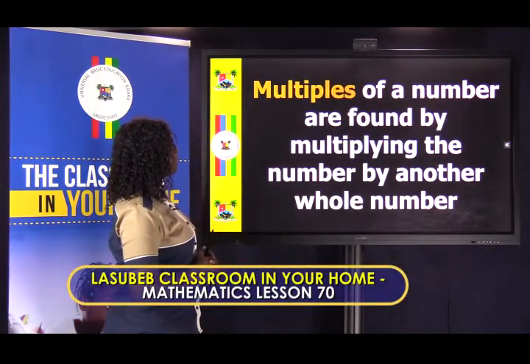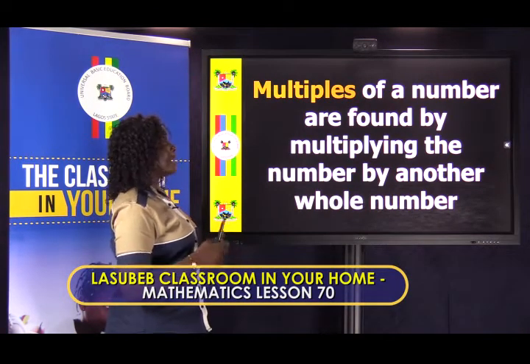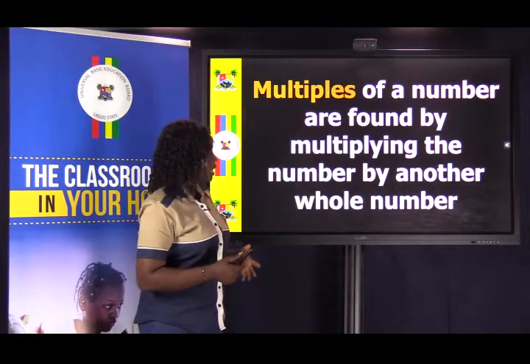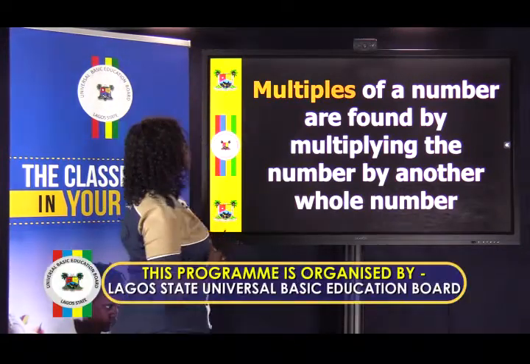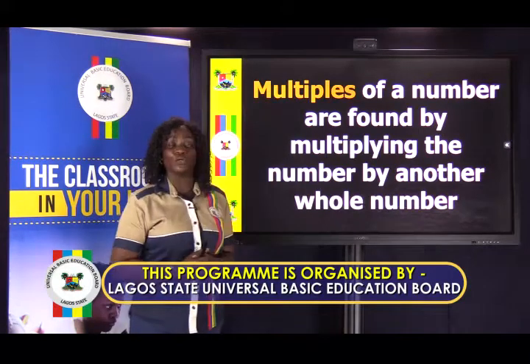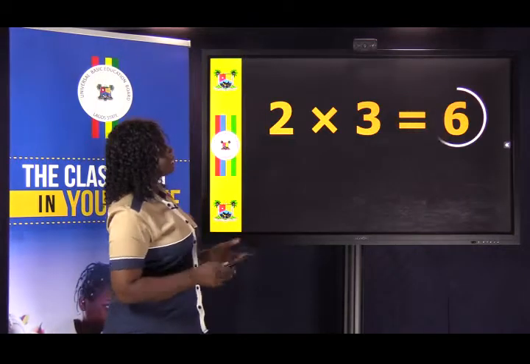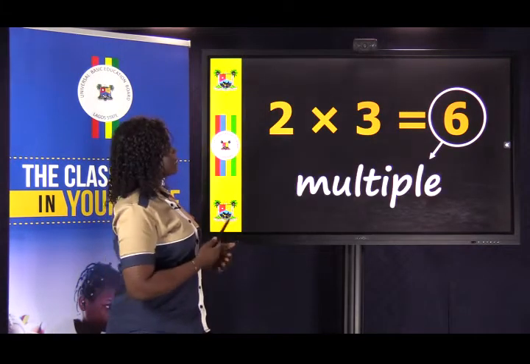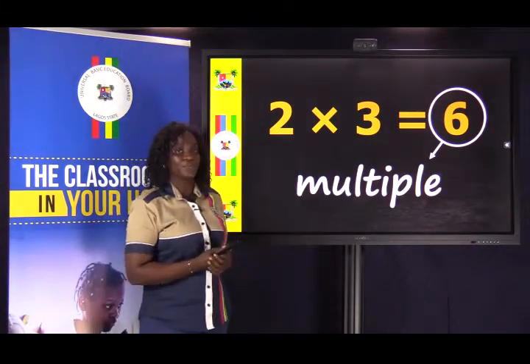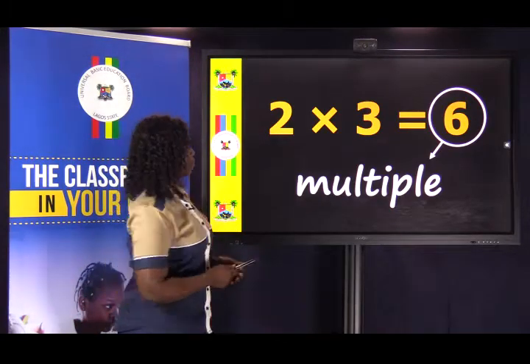Multiples of a number are found by multiplying the number by another whole number. What do I mean? 2 times 3, 6. 6 is the multiple. The product of 2 and 3 gives 6, and 6 is the multiple. Let's see.